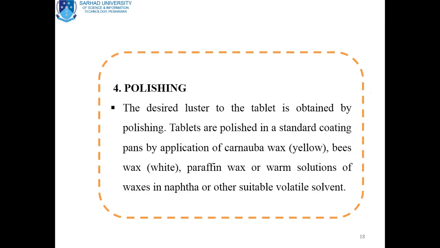The fourth step is termed polishing. The desired luster of the tablet is obtained by polishing. Tablets are polished in a standard coating pan by application of carnauba wax, which is yellow in color, beeswax, which is white in color, and paraffin wax. These are warm solutions of waxes in naphtha or other suitable volatile solvents. The volatile solvents we use in this step are evaporated, and in this way the tablets are polished in a standard coating pan.